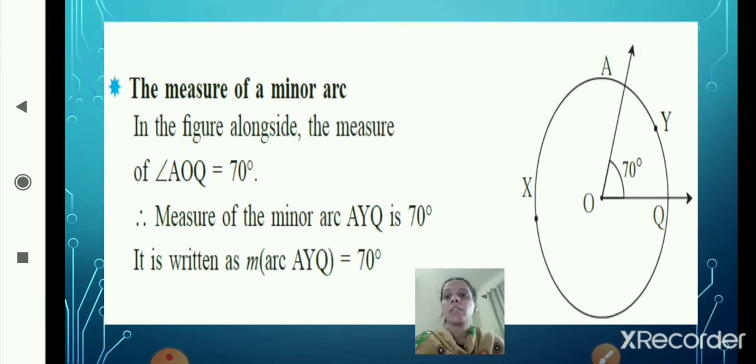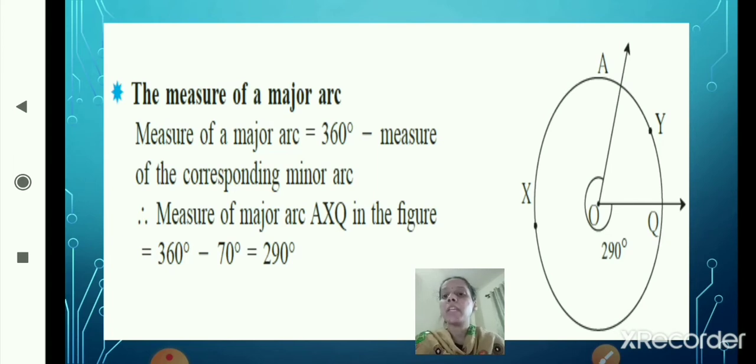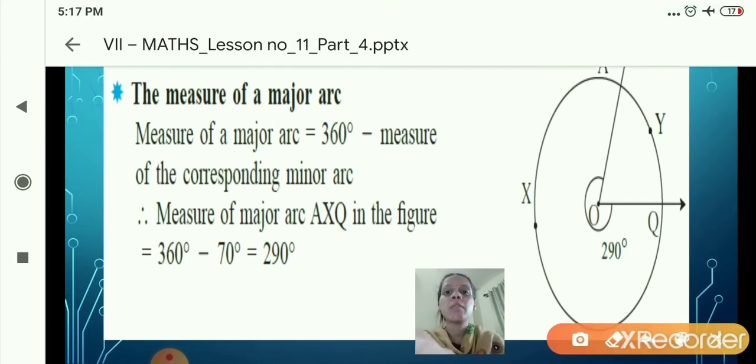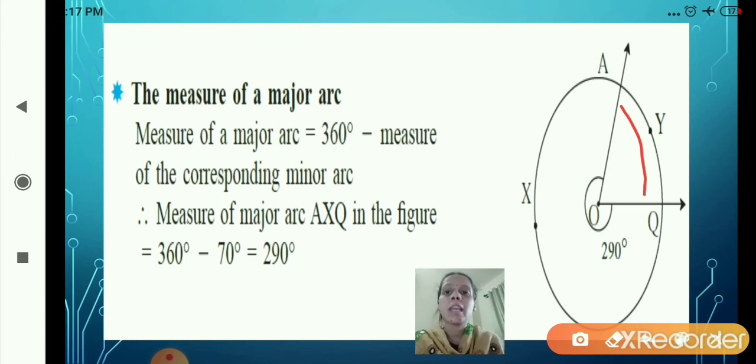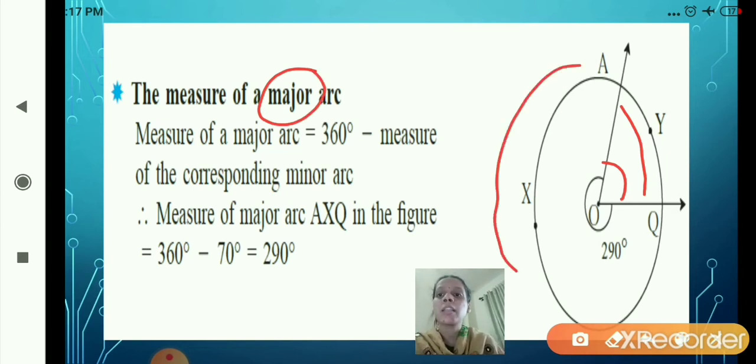Now the next is the measure of a major arc. We can find out the measure of a minor arc by the central angle, since the measure of a minor arc is equal to the central angle. Now we have to find out the measure of the major arc, this arc AXQ. How will you find it? Here is the formula: measure of a major arc is equal to 360 degree minus measure of the corresponding minor arc.